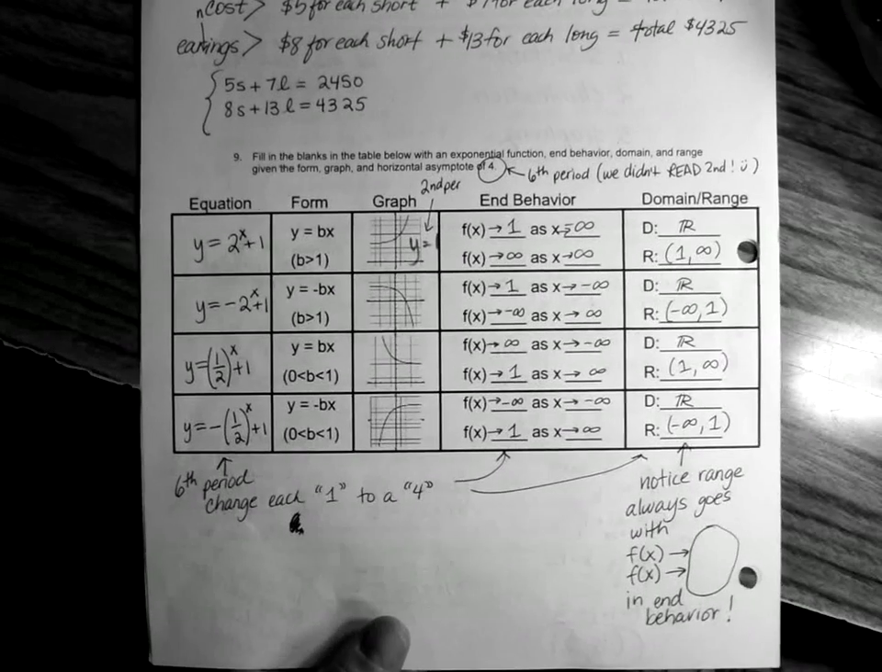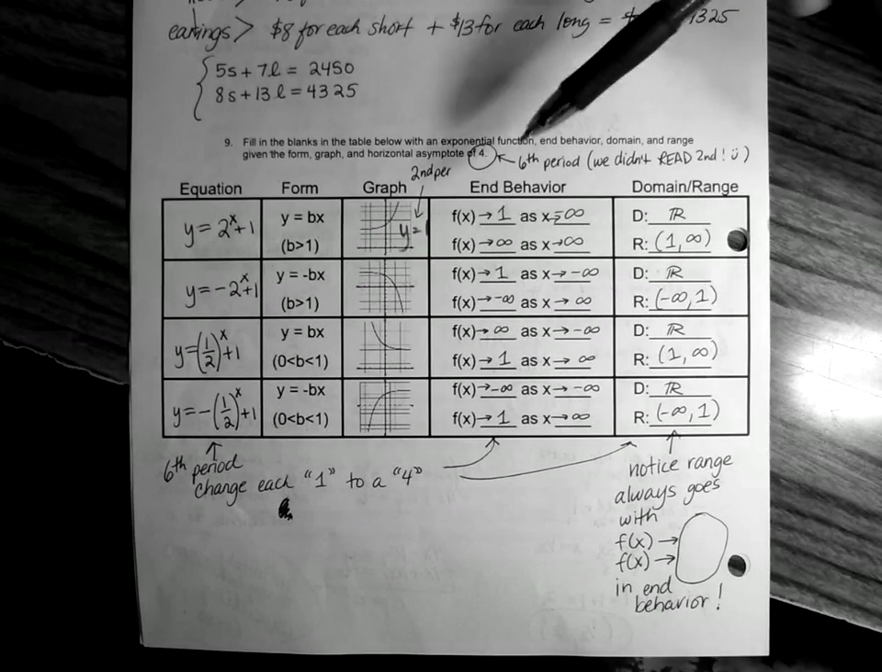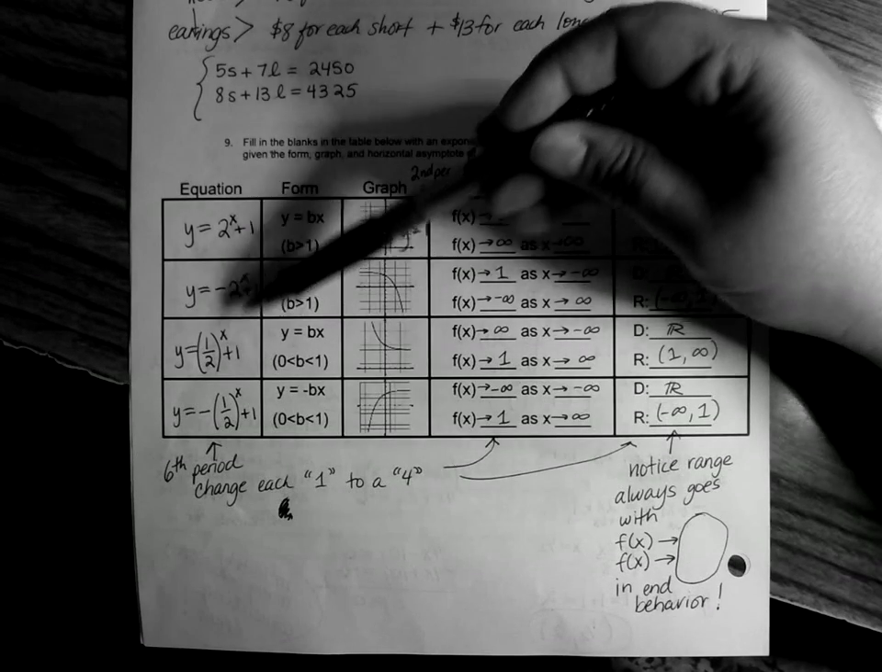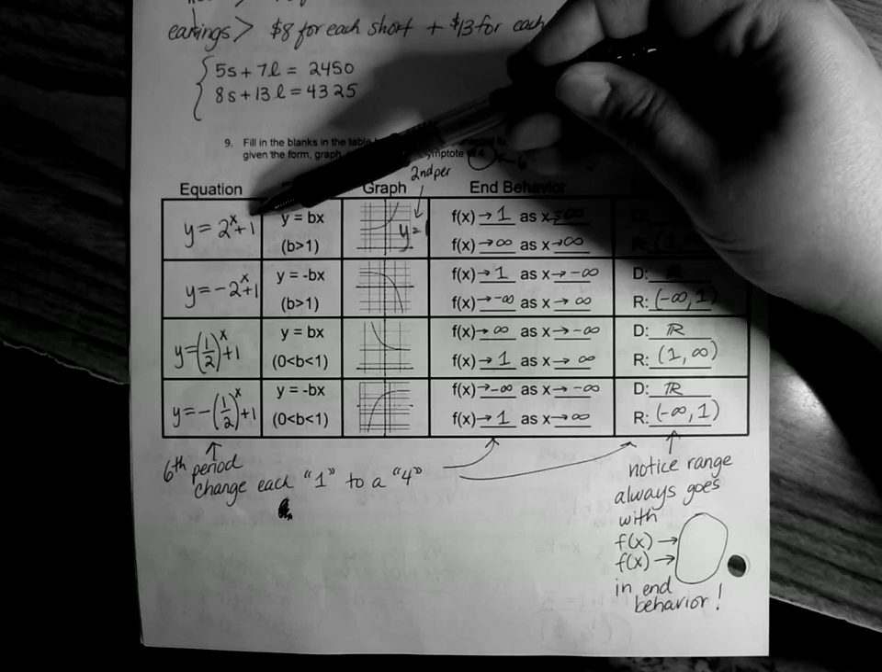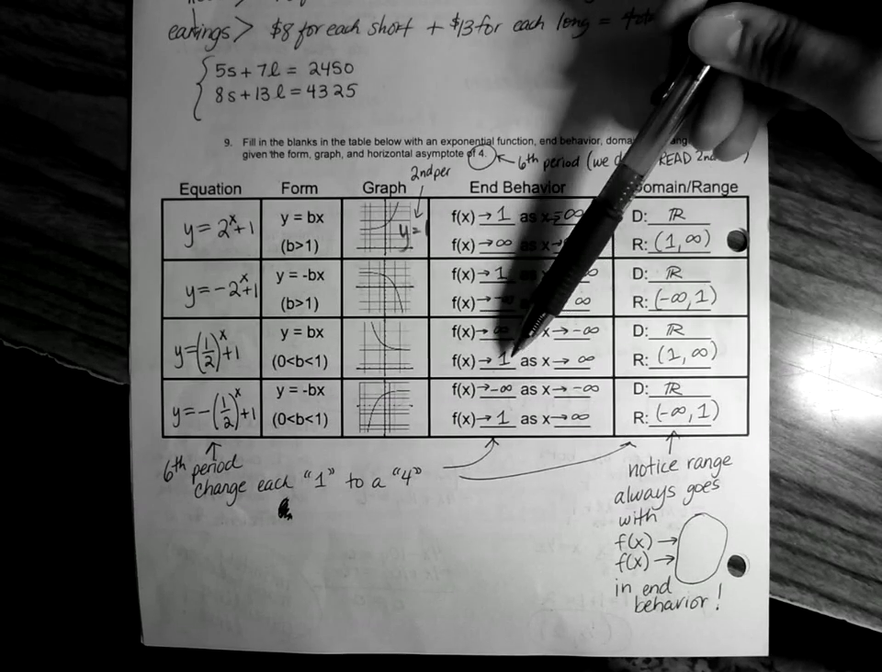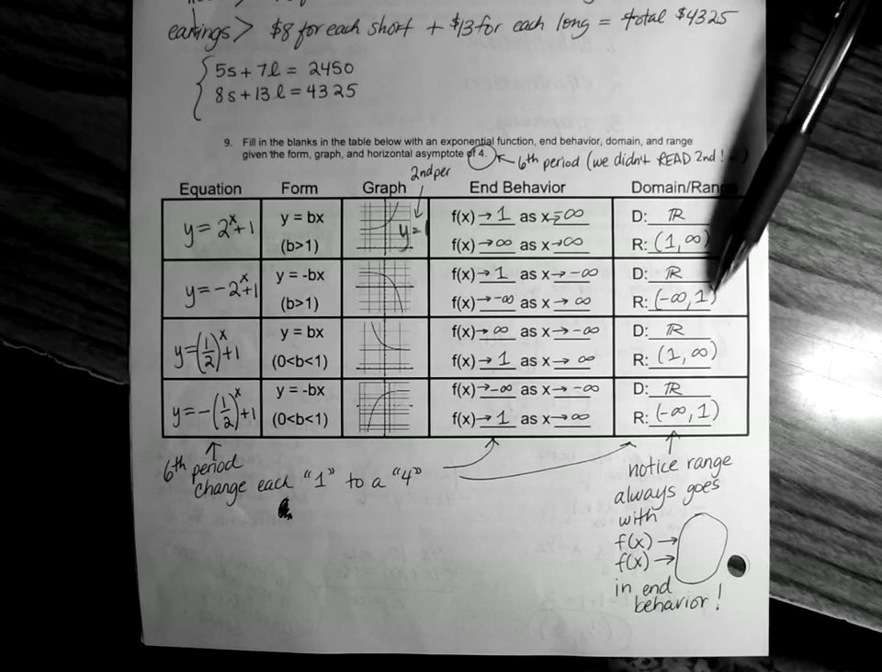Now looking down here in second period, we didn't read very carefully. This actually tells you that the horizontal asymptote is 4. We talked in second period about how hard it was to see, and we decided we were just going to proclaim it to be 1. So these are the answers for having a horizontal asymptote of 1. I went ahead and stuck with that model.